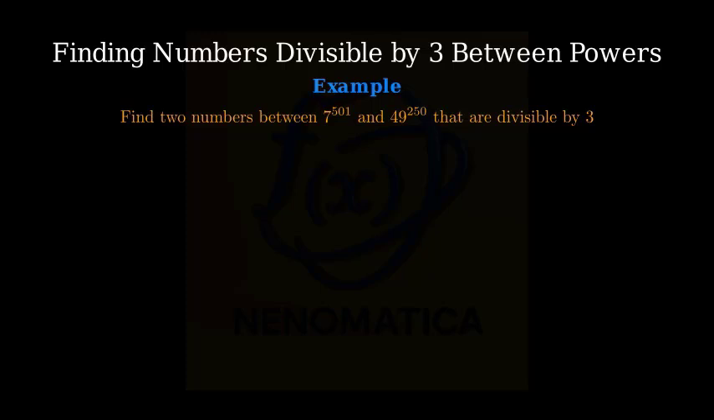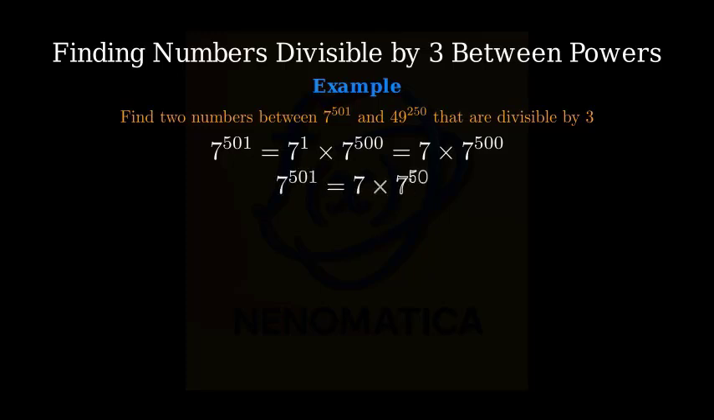Let's begin by understanding what we're working with. We'll first express these numbers in a way that helps us compare them. 7 to the power of 501 can be written as 7 to the power of 1 times 7 to the power of 500. This equals 7 times 7 to the power of 500. Similarly, 49 to the power of 250 can be rewritten as 7 squared to the power of 250. Using the power rule, this equals 7 to the power of 500.